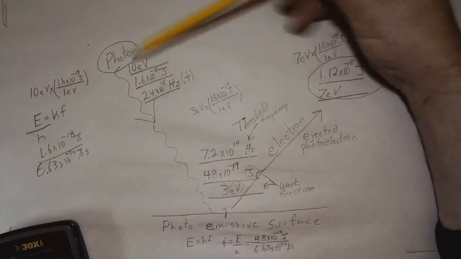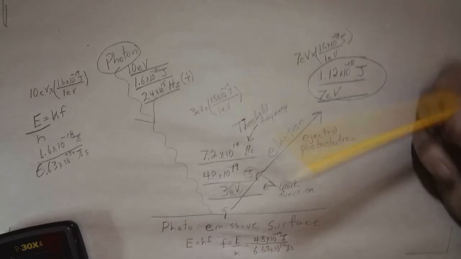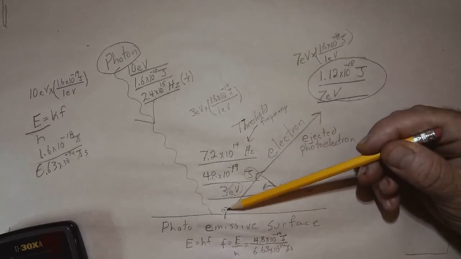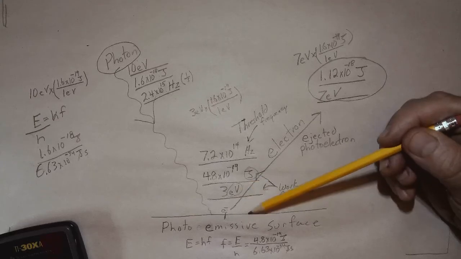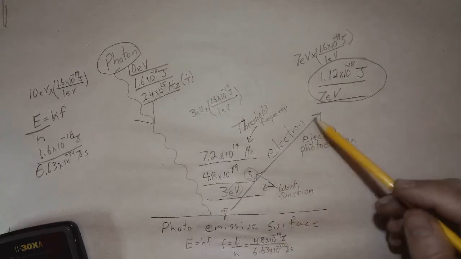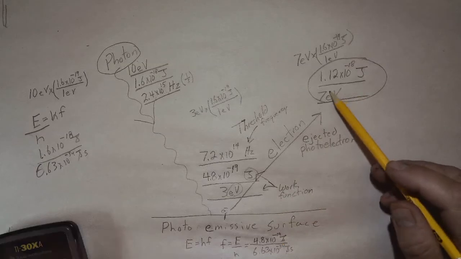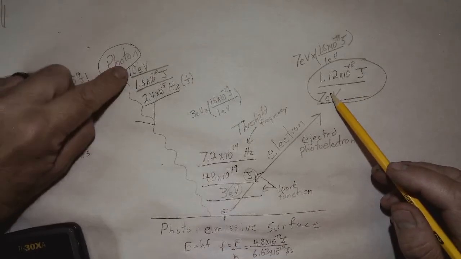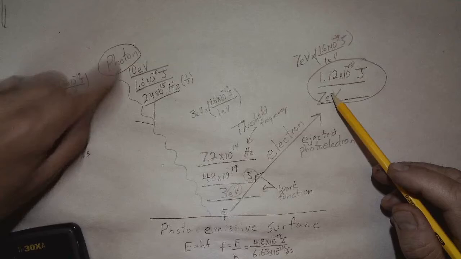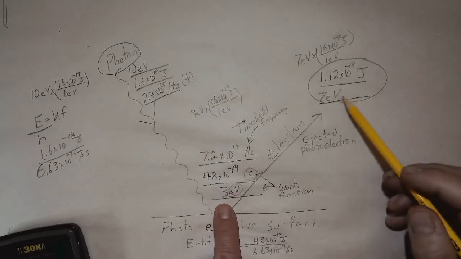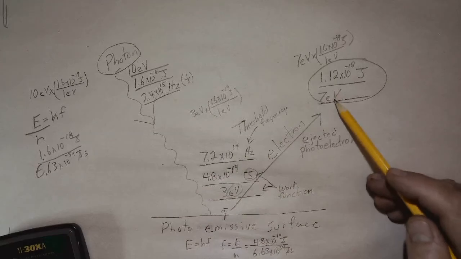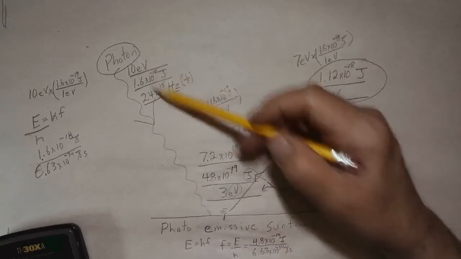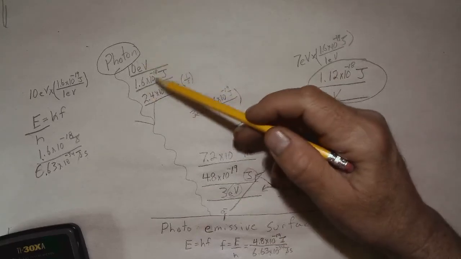But we have an incoming photon of 10 electron volts. It smashes into an electron, which is bound with 3 electron volts to a photoemissive surface, the zinc plate, and it shoots out that electron. That electron would have all the leftover energy. So if it started with 10 eVs, the photon used up 3 eVs, you're going to have 7 electron volts left. Everything else is just converting those electron volt numbers into other quantities.